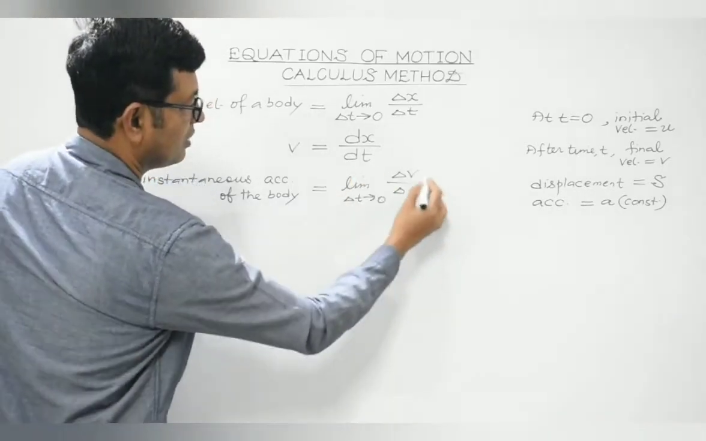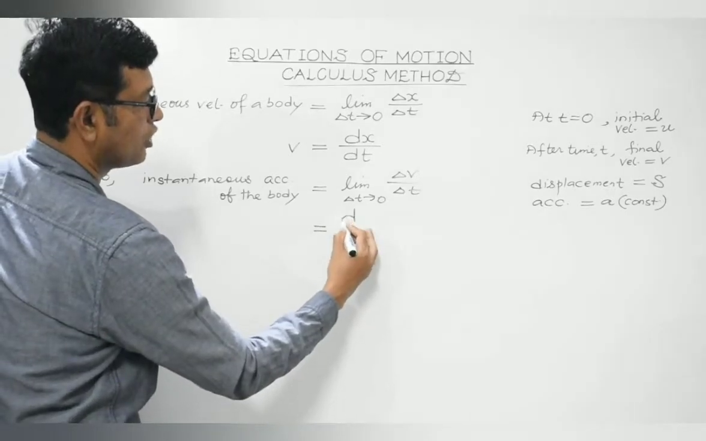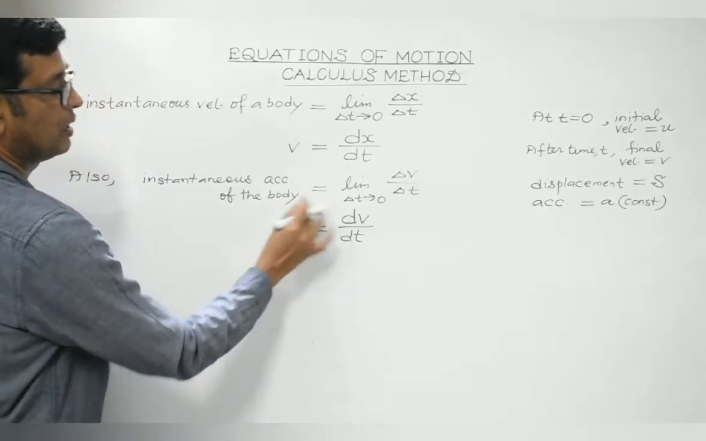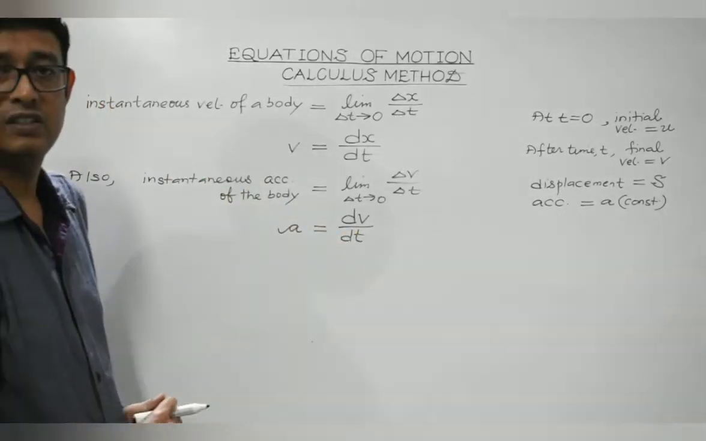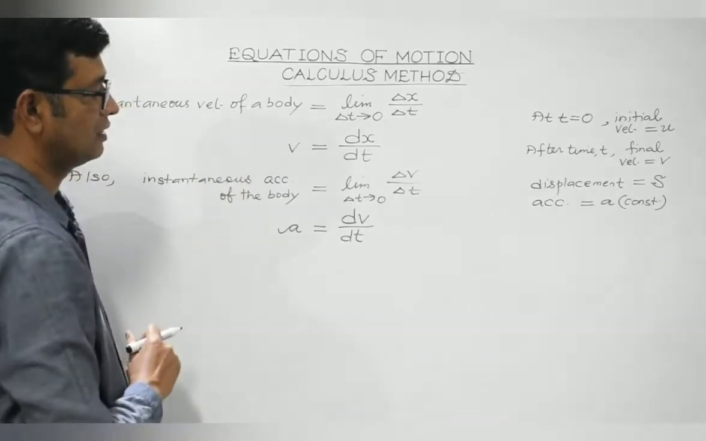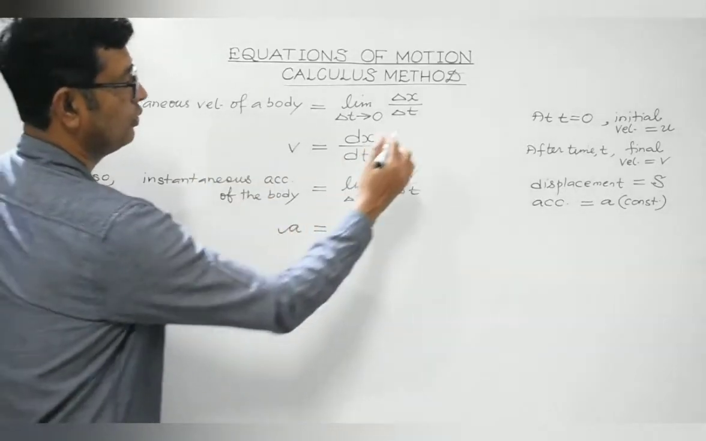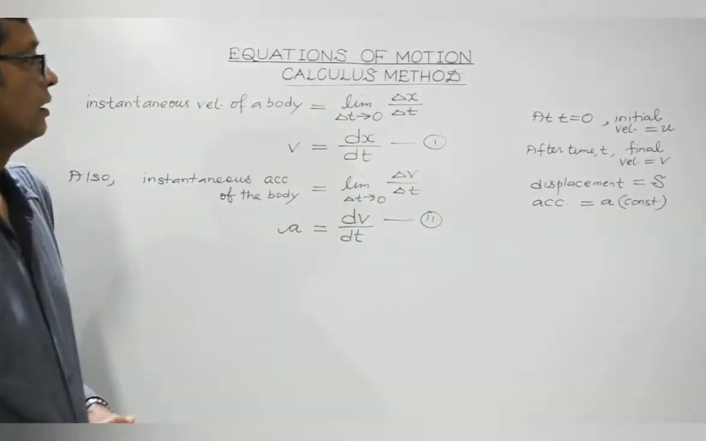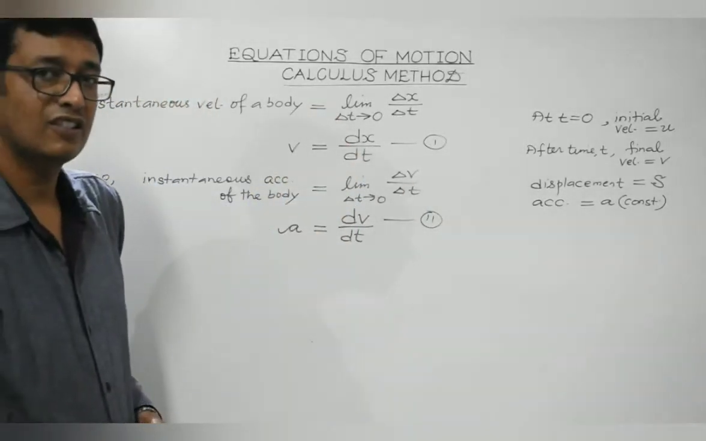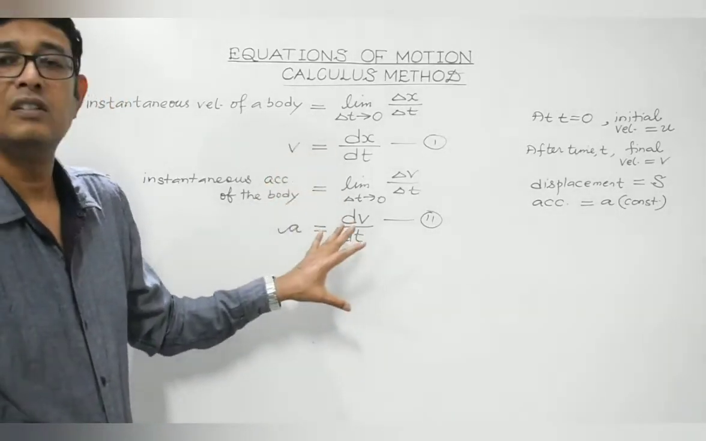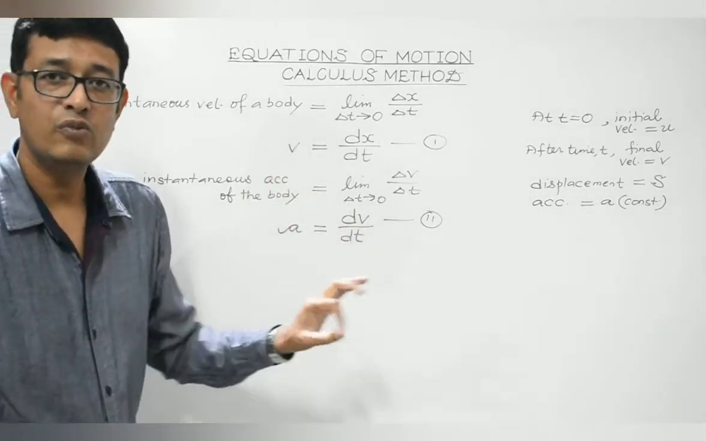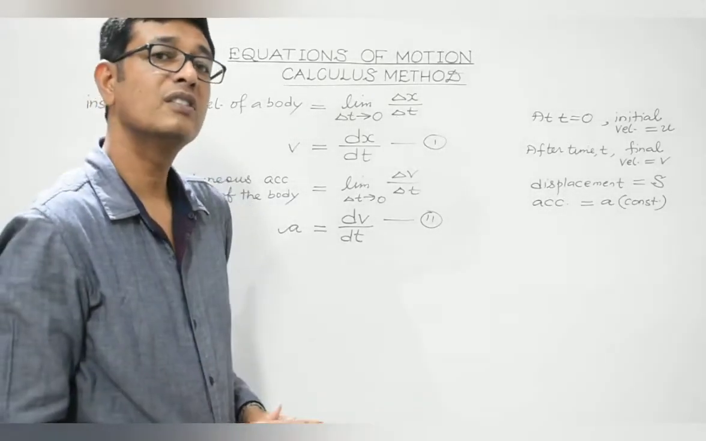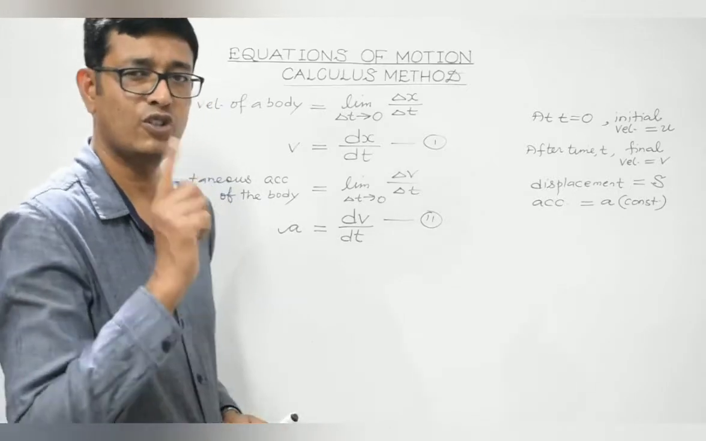So this term is actually known as the differential coefficient of velocity with respect to time. So acceleration is given by this, right? Acceleration is given by this. So using these two expressions for velocity and acceleration, we can easily mathematically derive the equations of motion, right? As you are aware, the first equation of motion is v equals u plus at. Let's try to prove it.